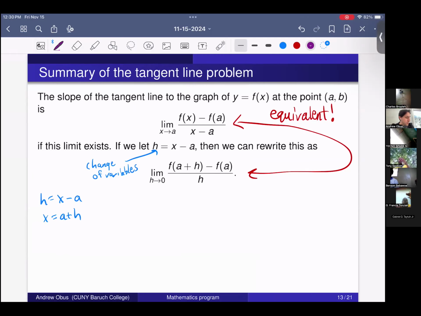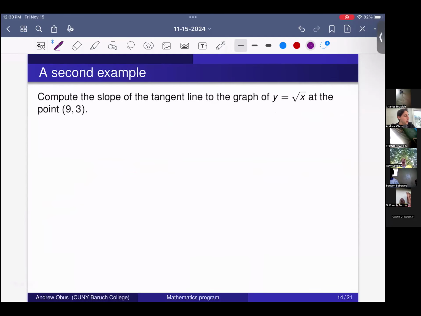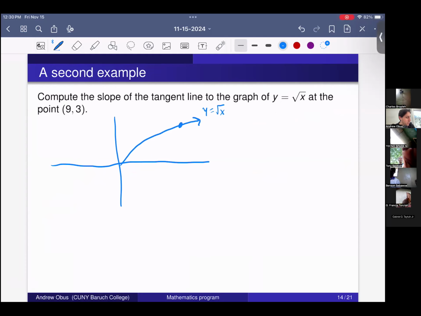Okay, so let's do another example. We're going to compute the slope of the tangent line to the graph of y equals square root of x at the point 9, 3. What does the graph of y equals square root of x look like? It looks like this. This is 9, this is 3. This is our point 9, 3, and we can have a tangent line at this point that's going to look something like this.